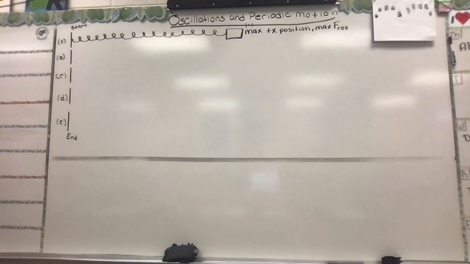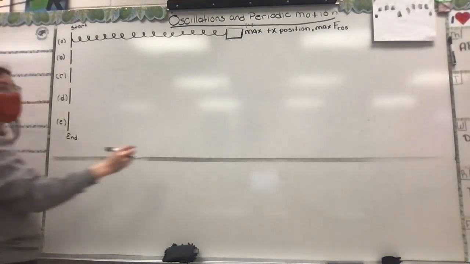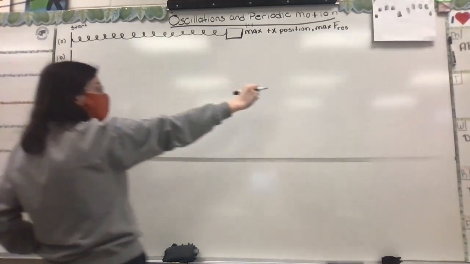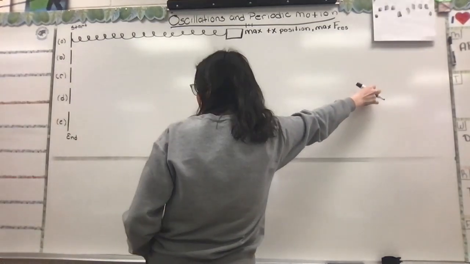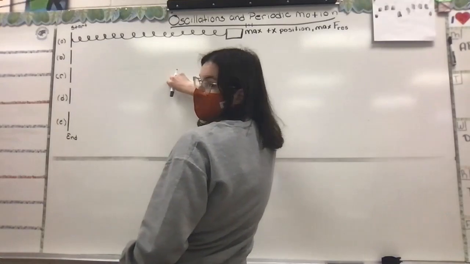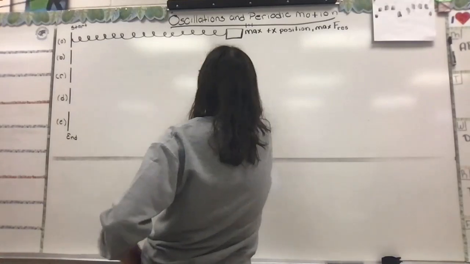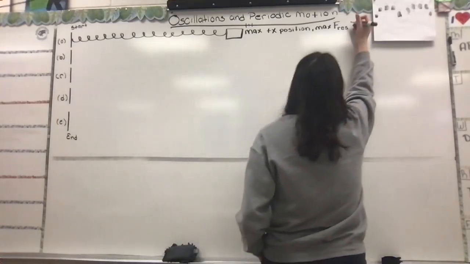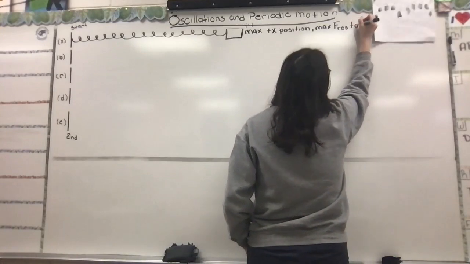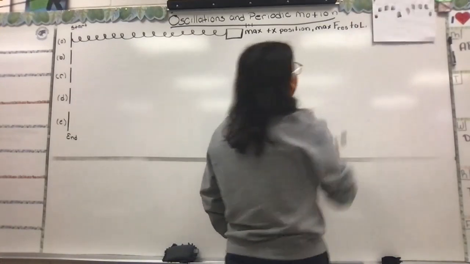Right. Are you sure? It's going to be to the left, because do you think if I pulled it far away from equilibrium as it is that equilibrium is over here? Or is equilibrium going to be over here somewhere? Yeah, it's going to be to the left somewhere. So it's the maximum restoring force to the left.